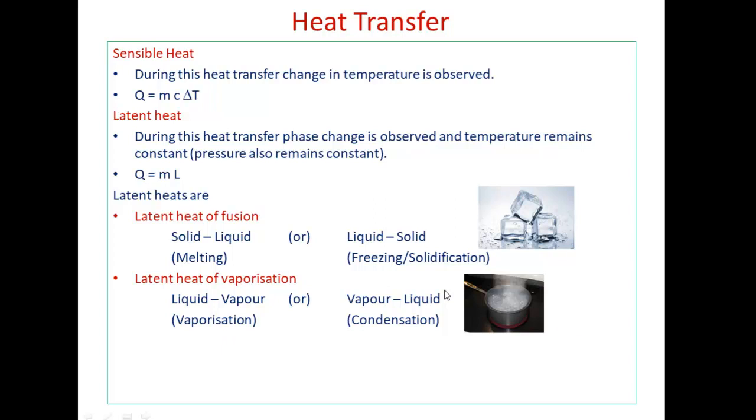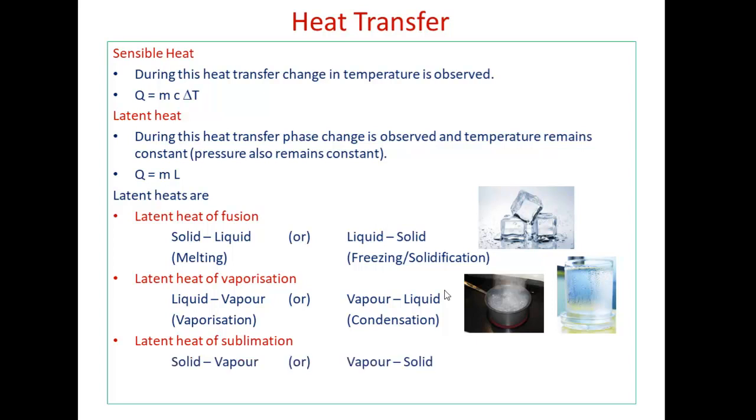Now we have one more latent heat, which is latent heat of sublimation. Latent heat of sublimation is the change of state from solid to vapor directly, without any liquid phase or liquid state. So directly if the substance changes its phase from solid to vapor, we call it sublimation. And similarly, the other way, if it undergoes a change of state from vapor to solid, we call it deposition or desublimation.